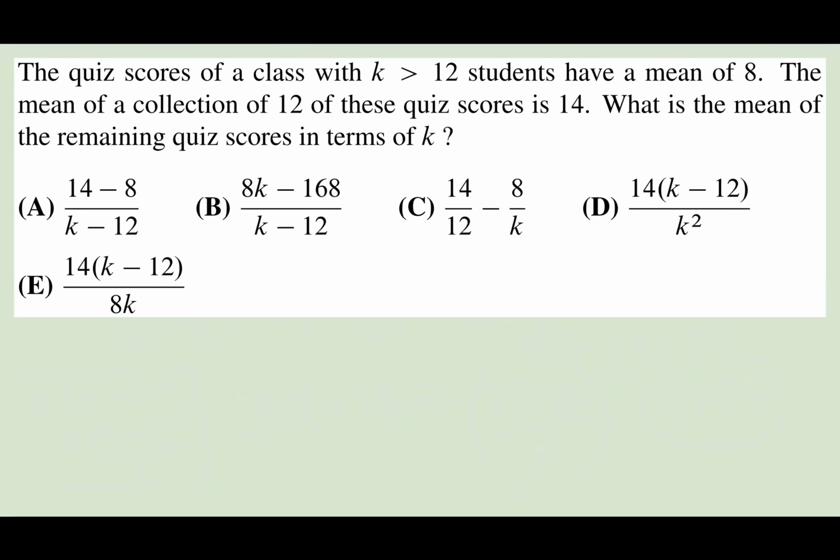Okay? All right. Number 5. The quiz scores of a class with more than 12 students have a mean of 8. Remember, mean is like average. The mean of a collection of 12 of these quiz scores is 14. What is the mean of the remaining quiz scores in terms of K?